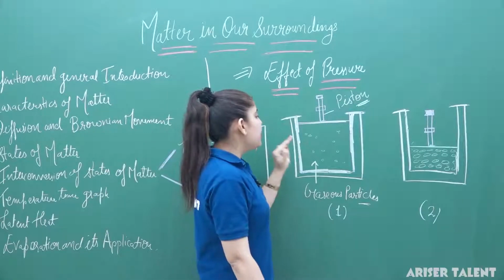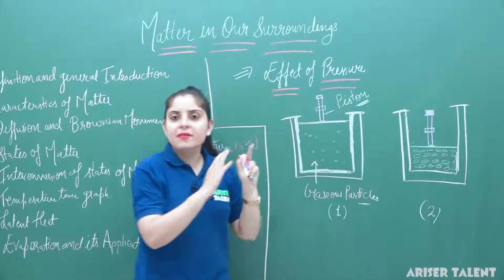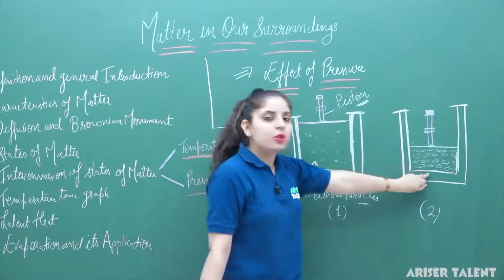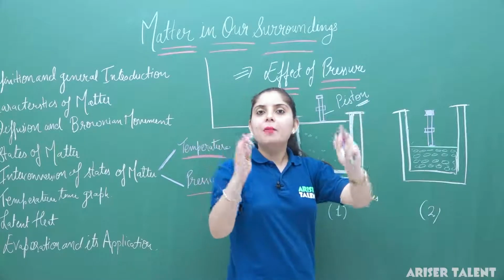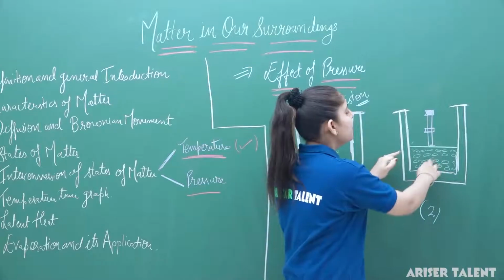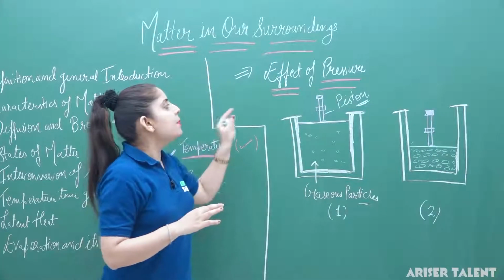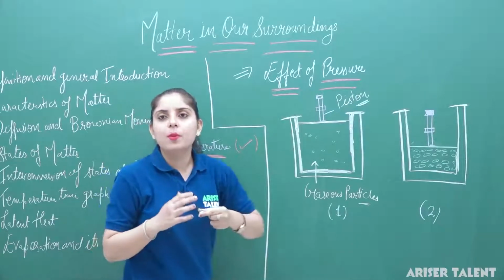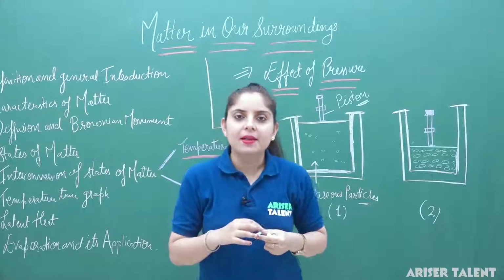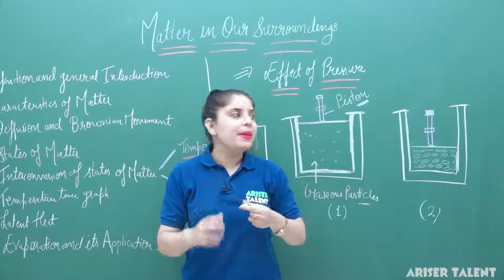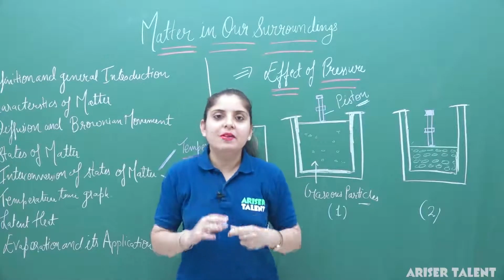In this diagram, you can see that the intermolecular distances are very large, and when you apply the pressure to the gaseous particles, they will come together and the distance between the particles will get reduced. Now, this is the basic diagrammatic representation of what happens when you apply pressure on gaseous particles. Let us consider one application of applying pressure in our day-to-day life.